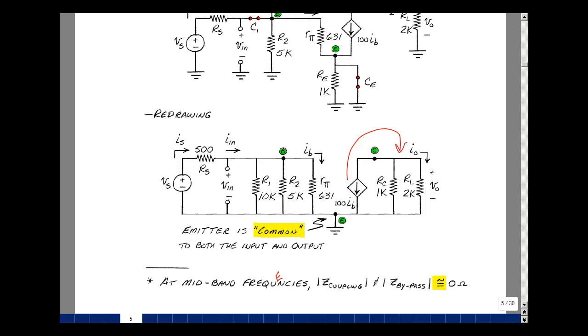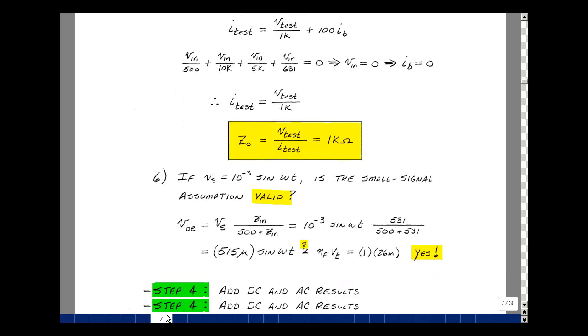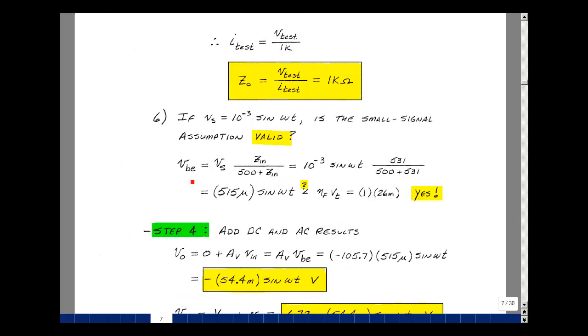Let's go back to page 7. And that's this expression here. V sub S was a 1 millivolt sine wave. We found that Zin was 531 ohms. This turns out to be 515 microvolts times the sine of omega t.